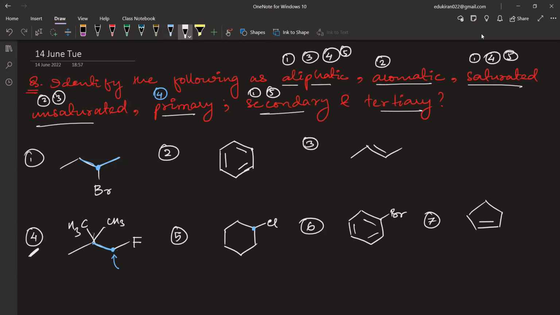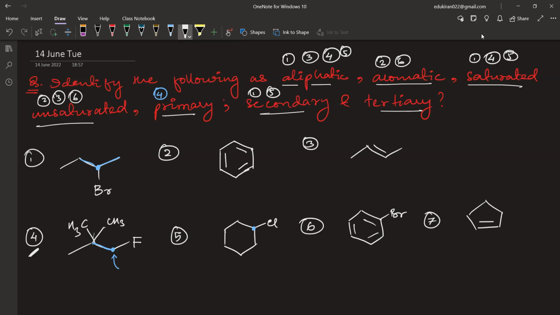Now the sixth one, aliphatic or aromatic? Aromatic. Very good. Saturated or unsaturated? Unsaturated. Okay. Primary, secondary, or tertiary, you don't bother here. Even though it is secondary, because it is aromatic, we don't consider it.